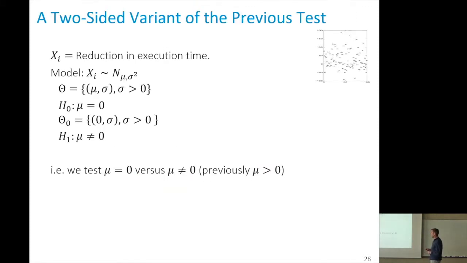For example, we can do it for a variant of this test where now it's the same as before, except I'm not forcing mu to be positive. I'm saying mu could be non-negative. I test mu equals 0 versus mu anything. So more precisely here, I'm saying this is a test of whether there is a difference between the two data sets or not. Before we were saying, is there an improvement here? So we'll see whether changing H1 changes the test here.